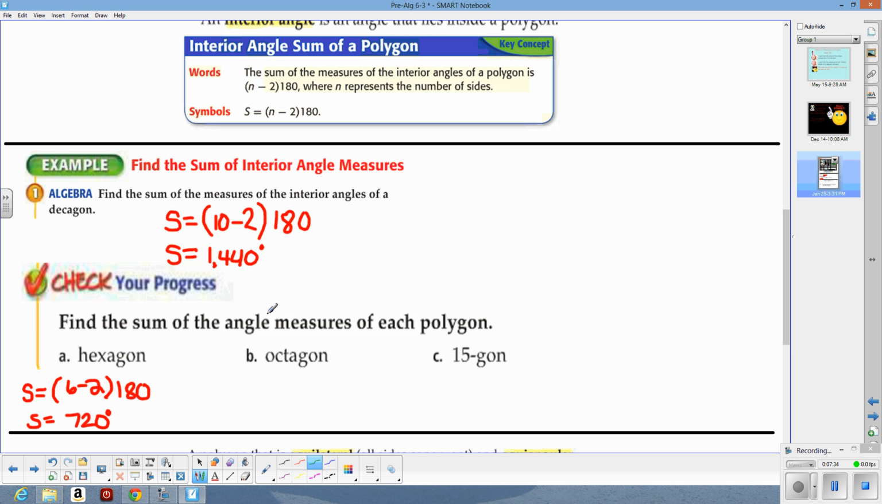Next, we have an octagon. An octagon is a polygon with 8 sides, so the sum of the angles is going to equal the number of sides, which is 8, minus 2, because it always makes 2 fewer triangles than the number of sides, times 180. So 8 minus 2 times 180, we're going to have 6 times 180. That is 1,080. The sum of the interior angles is 1,080 degrees.